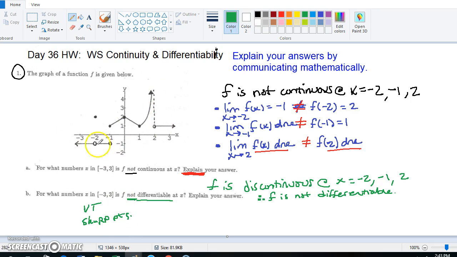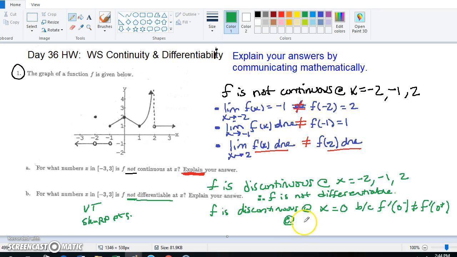Do we have any vertical tangents? No. Do we have any sharp points? Yes. F is not differentiable at x equals 0 because f prime of 0 from the left does not equal f prime of 0 from the right. And at x equals 1 because f prime of 1 from the left does not equal f prime of 1 from the right.